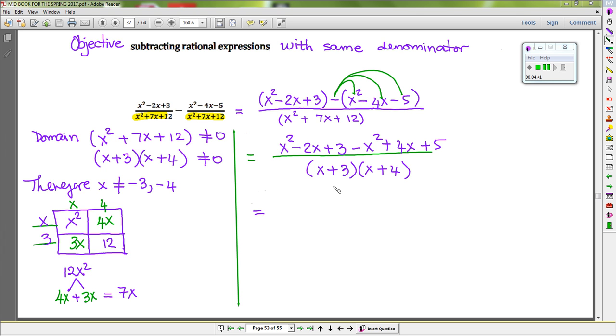Now we are going to continue to simplify the numerator. So x squared minus x squared is gone. These are like terms, and if we add them up, it'll be gone. The next like terms will be the negative 2x and the 4x. So that will give us 2x. And 3 plus 5 will give us 8. And then I'm going to copy down the factors again for our denominator.